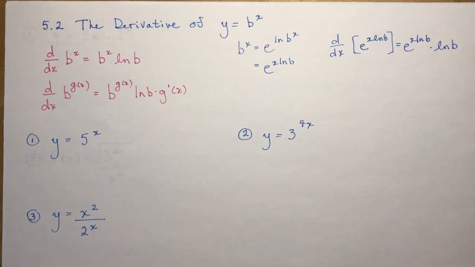5.2, the derivative of y equals b to the x. So yesterday's lesson was on y equals e to the x. The derivative of e to the x was simply e to the x. But b to the x is just a little bit different.